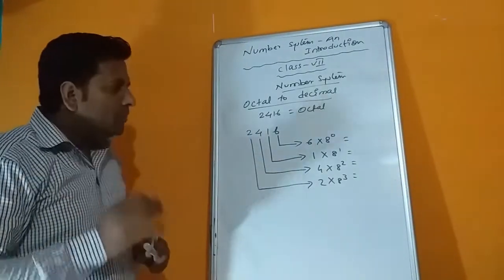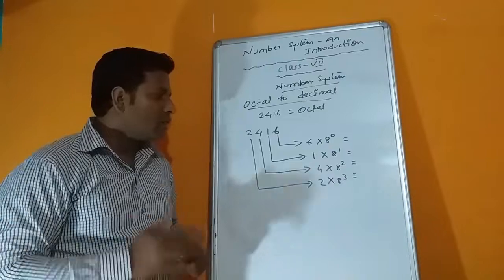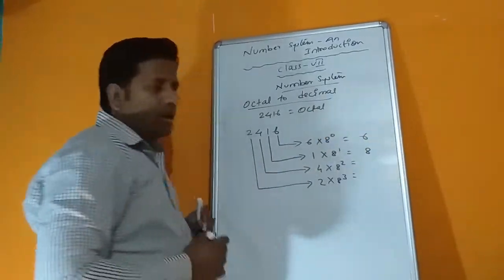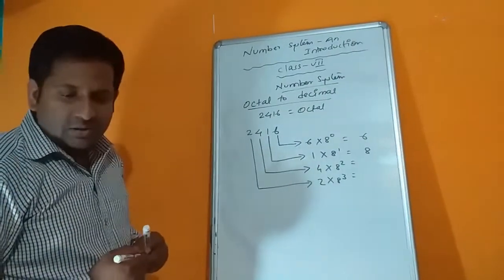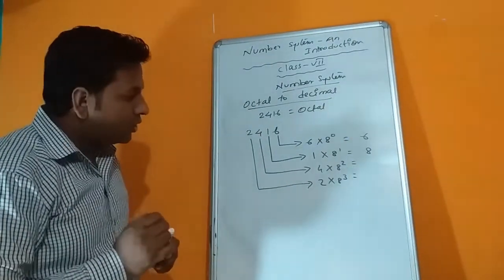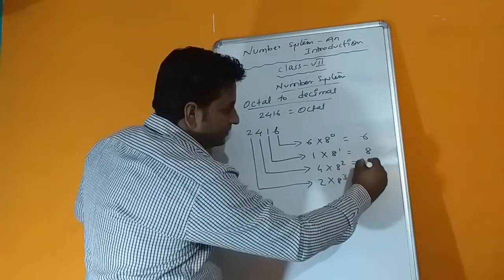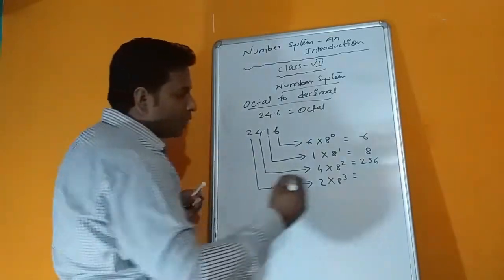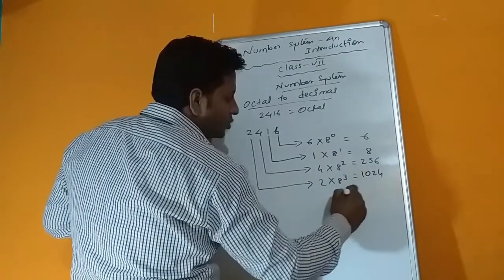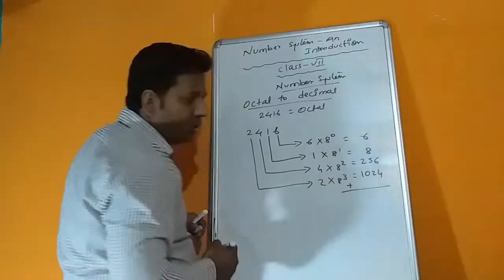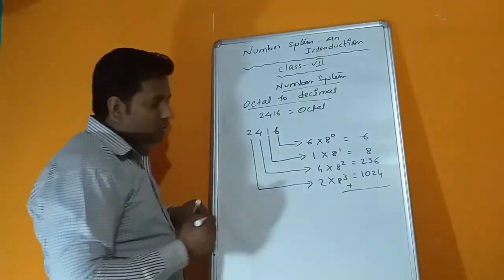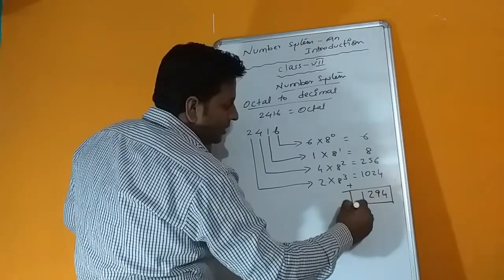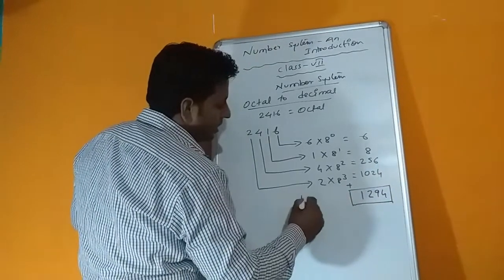So any number to the power 0 is how much? 1. So 1 into 6 becomes 6. 8 into 1, 8. 8 into 8, 64. Isn't it? 64 into 4, 256. And 8 to the power 3 into 2 becomes 1024. So when you sum up, you'll add all this, you'll get 1294. 1294, and this number is known as the decimal number.